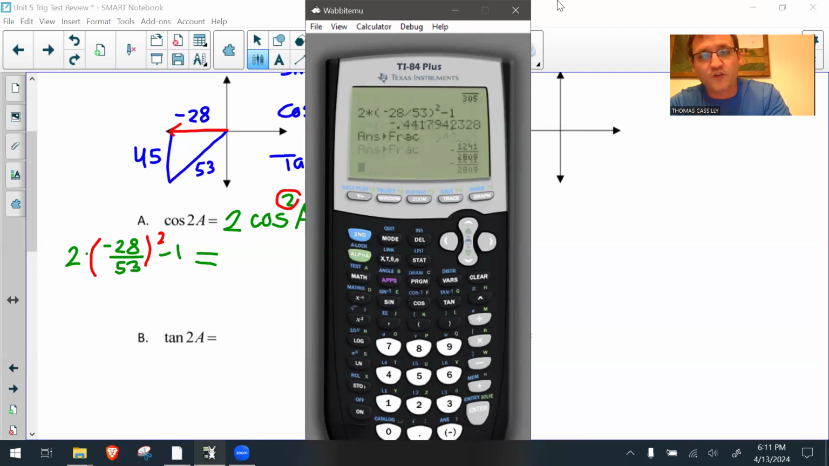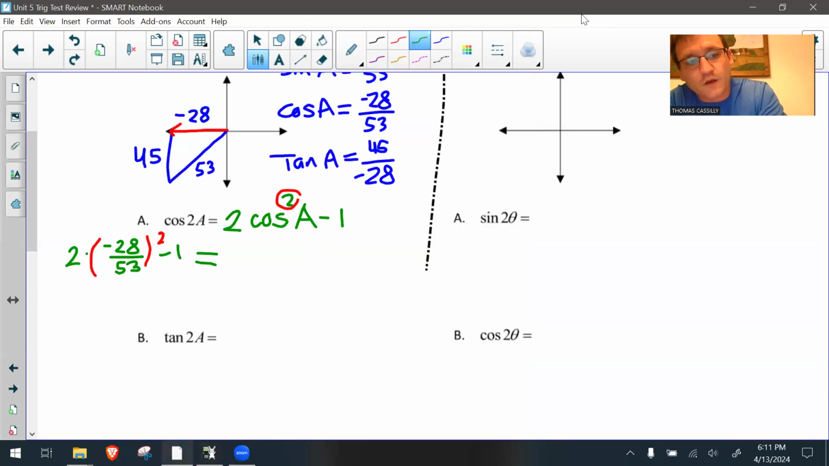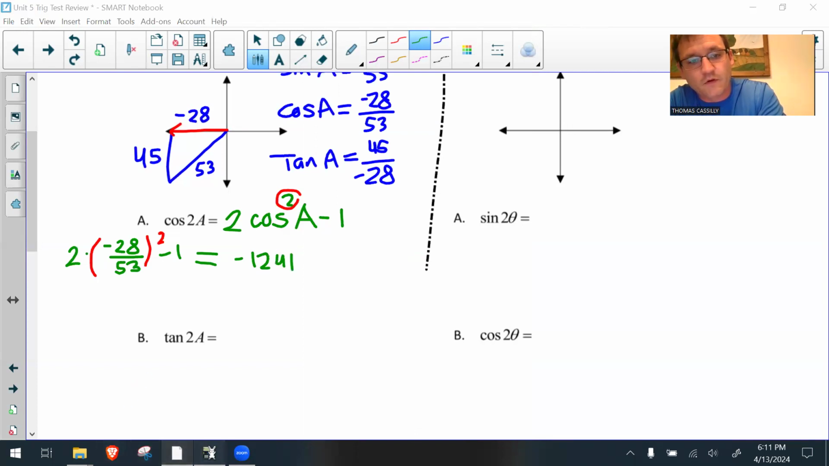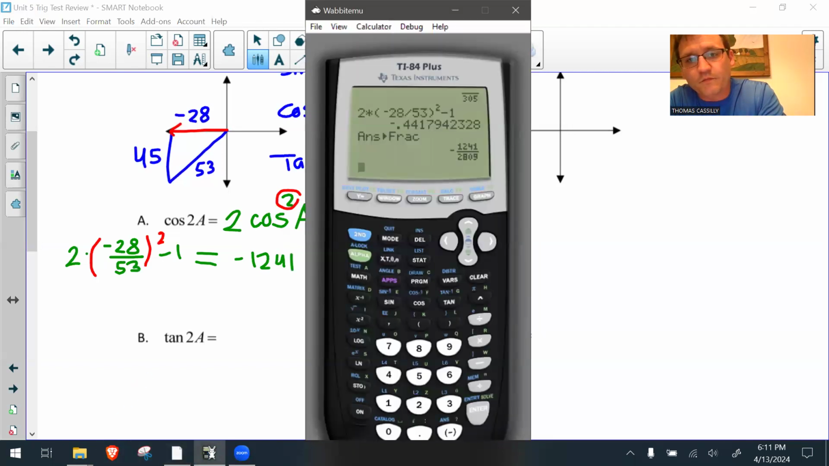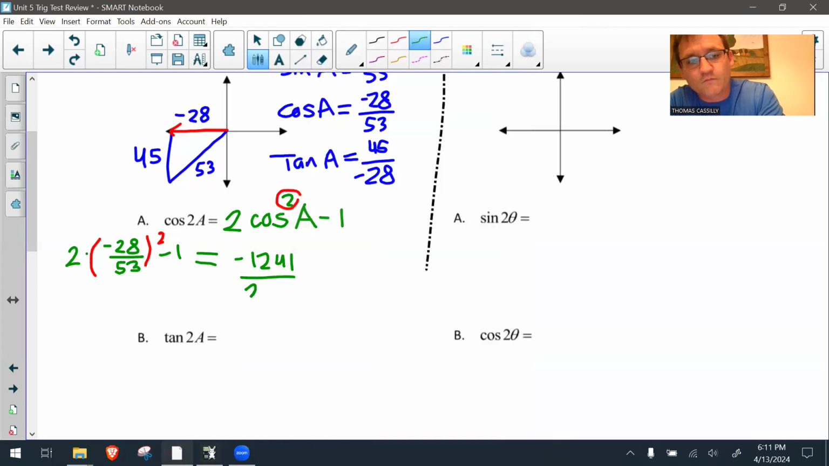Turn that decimal into a fraction, so on and so forth. Negative 1241 over 2809. There you go. There's your first one.